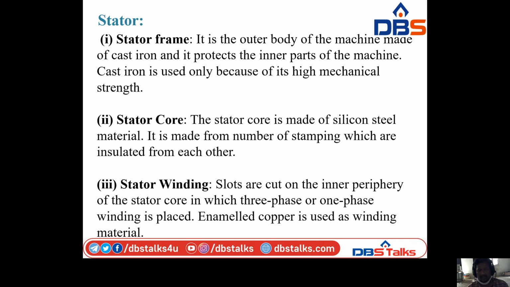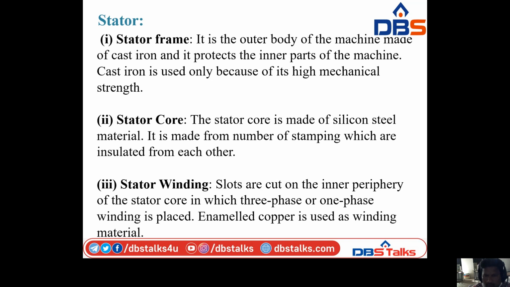Stator frame is nothing but the outer body of the entire machine. That means it protects the machine from all atmospheric changes, so it gives protection to the inner parts of the machine. Generally, the stator frame is made up of cast iron and cast steel. Cast iron is used because its mechanical strength is high.